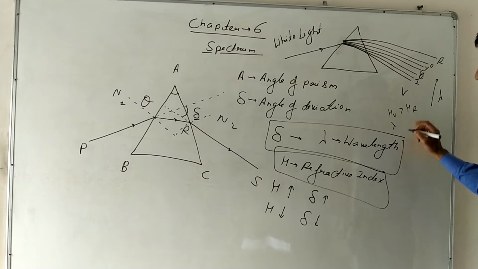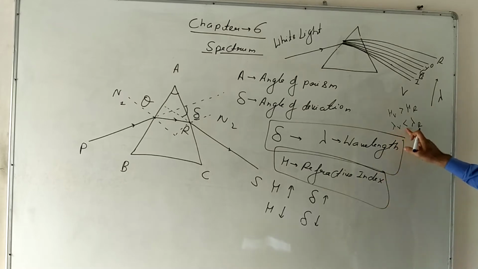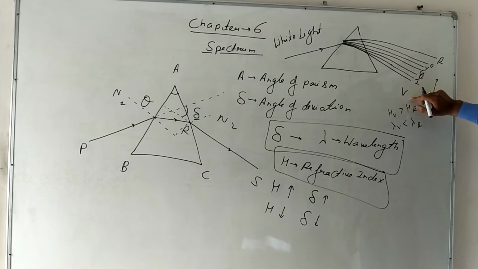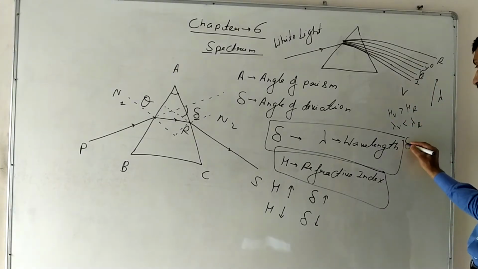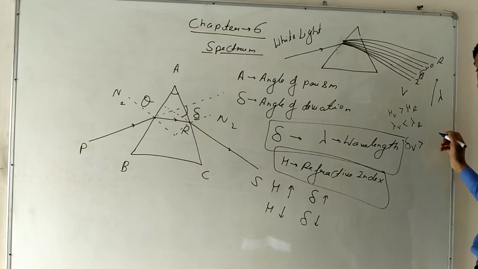Now you can see lambda of violet is less than lambda of red. It means as we go from bottom to top, wavelength increases. So the least wavelength is for violet and the maximum wavelength is for red. Now tell me about deviation. Whose deviation is more? Obviously violet's deviation is more. So violet's deviation is greater than deviation for red.